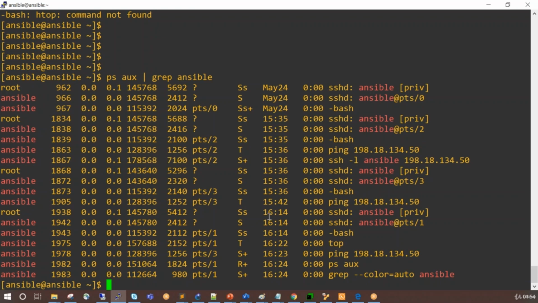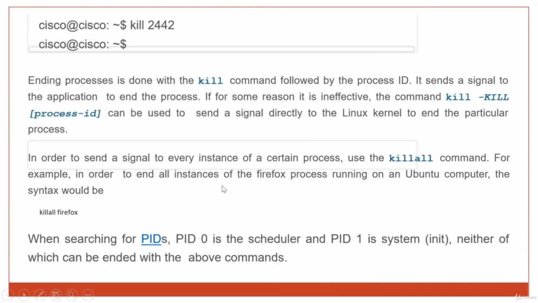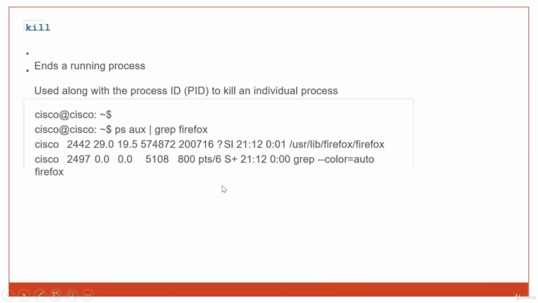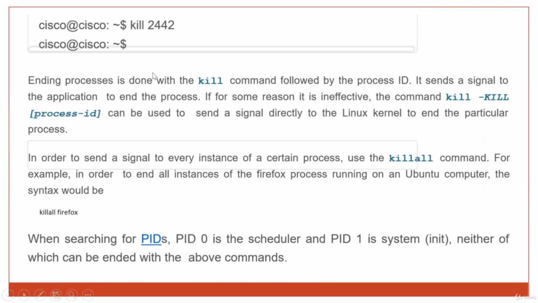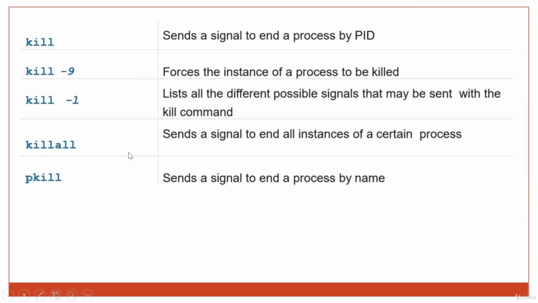Now suppose I want to stop a process, so for that we have the command called kill. Here you can see that I can go and kill the process that is going on. Kill has certain signals as well. So what are the signals that kill has? With kill, I can give the process ID.